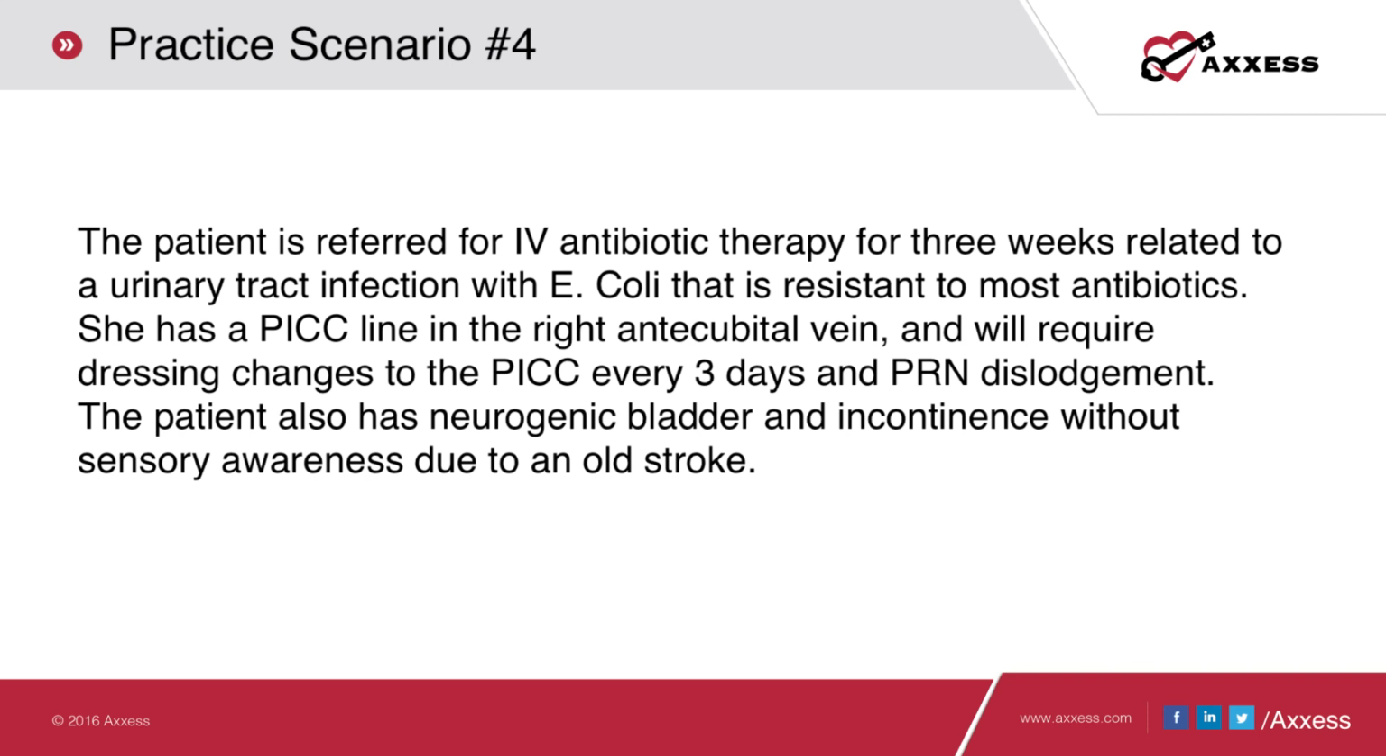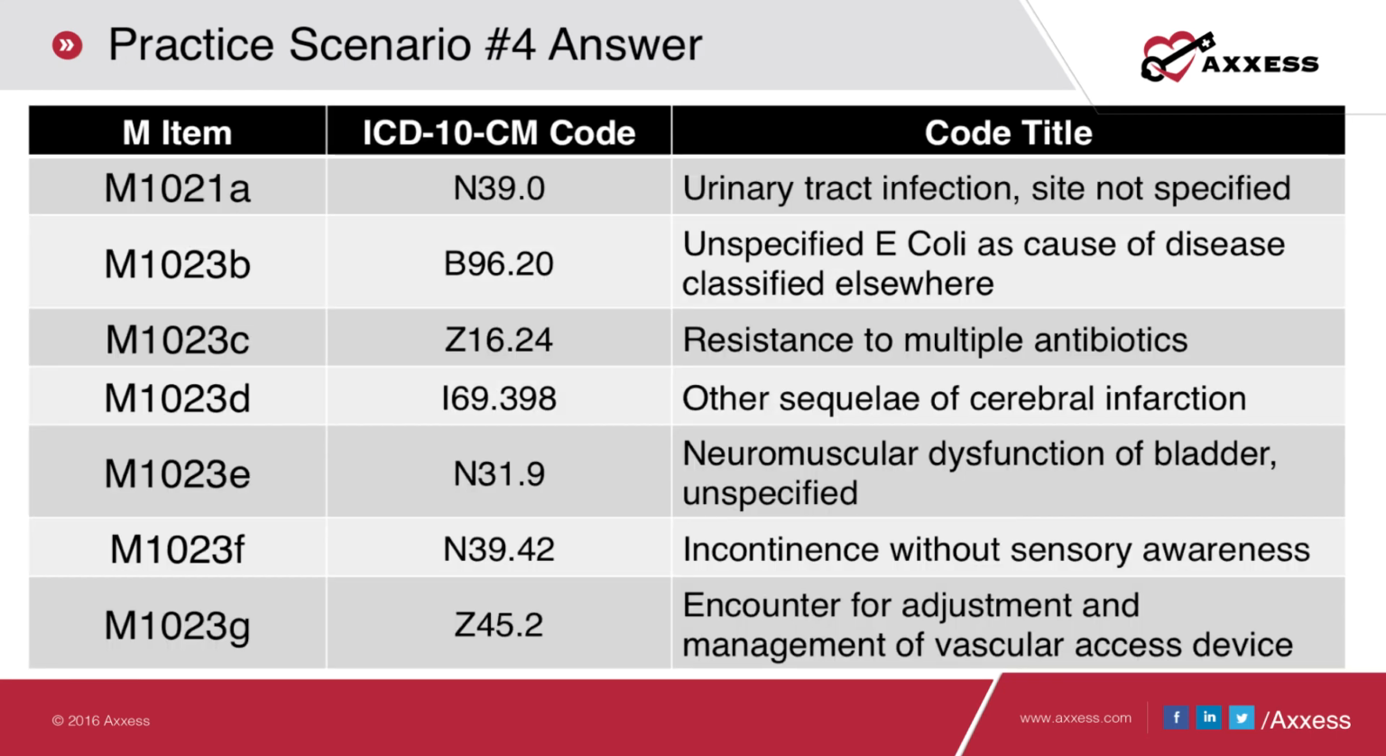Scenario number 4, your patient is referred for IV antibiotic therapy for 3 weeks related to a urinary tract infection with E. coli that is resistant to most antibiotics. She has a PICC line in the right antecubital vein and will require dressing changes to the PICC line every 3 days and PRN dislodgement. The patient also has neurogenic bladder and incontinence without sensory awareness due to an old stroke. Now, in this case, we are going to code the urinary tract infection. That's the primary reason for home care, and that code is N39.0.